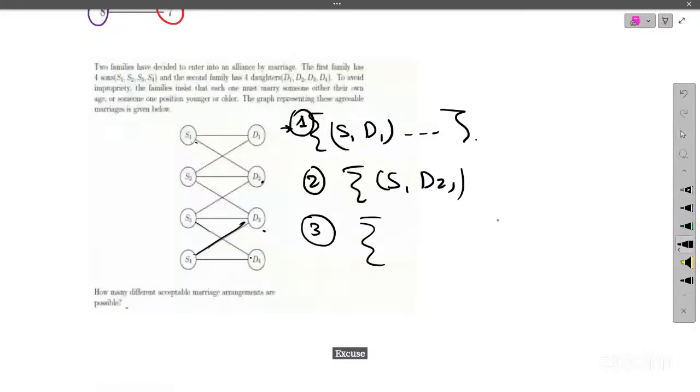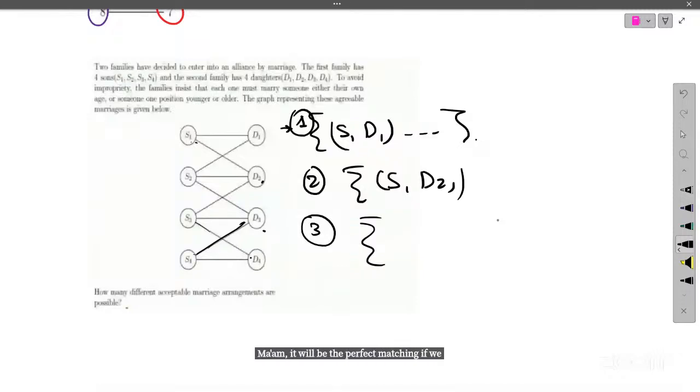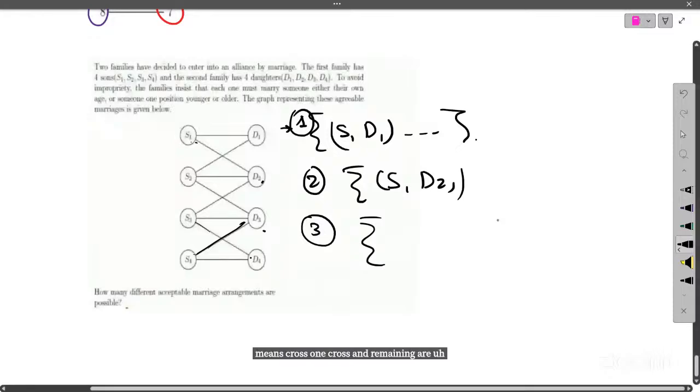Ma'am, it will be the perfect matching if we consider all the pairs. For example, if we are considering S1 matches with D1, then we can match S2 to D2, and that means one cross, and the remaining are horizontal lines.